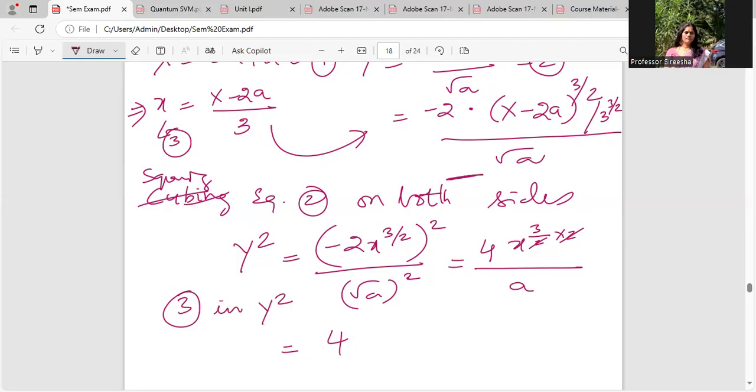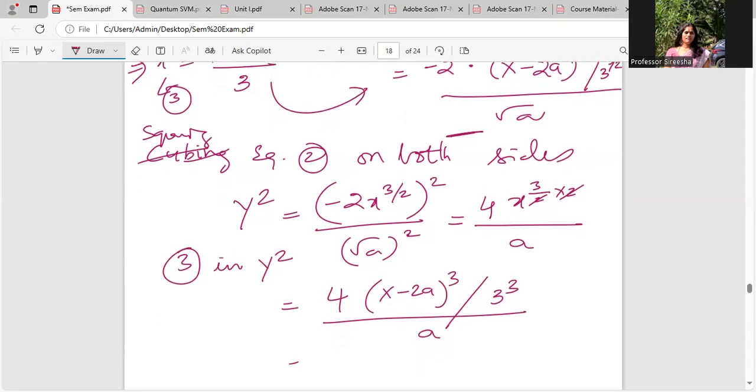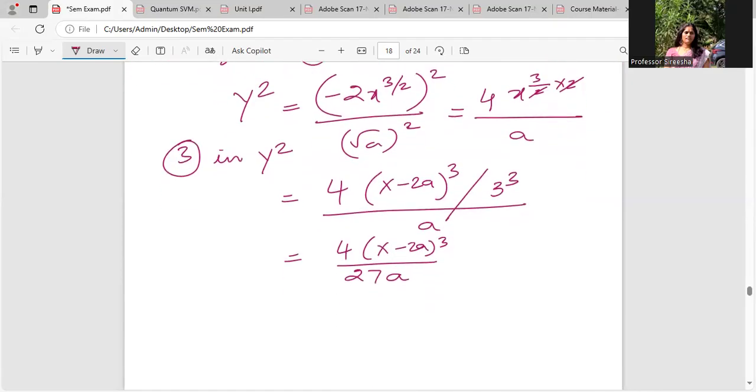Okay, 3 in y square would give me what? 4 into x minus 2a whole cube by denominator 3 is there, na? 3 cube by 8 is what I will have. So 4 into x minus 2a whole cube by 3 cube would be 27a. Yes, is that okay? Now, LHS is y squared. So finally, I will write 27a y squared is equal to 4 into x minus 2a whole cube.